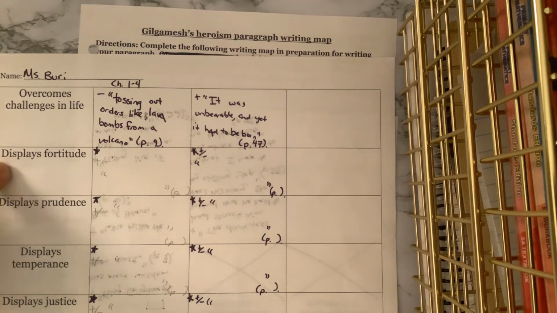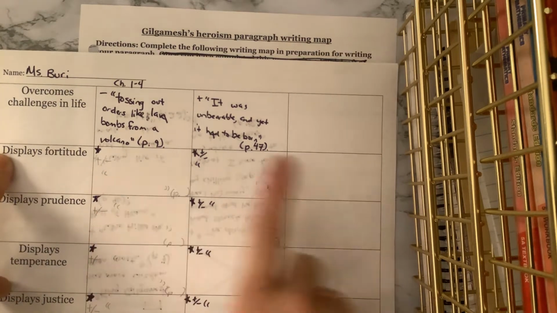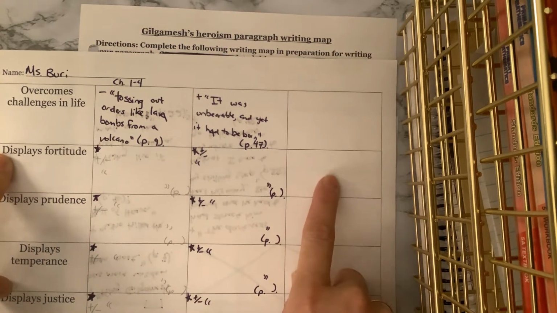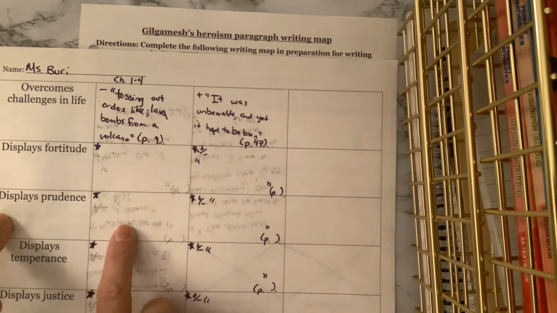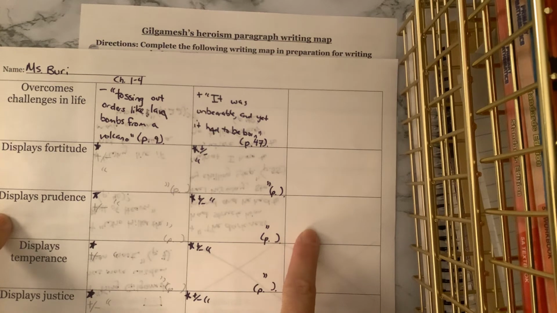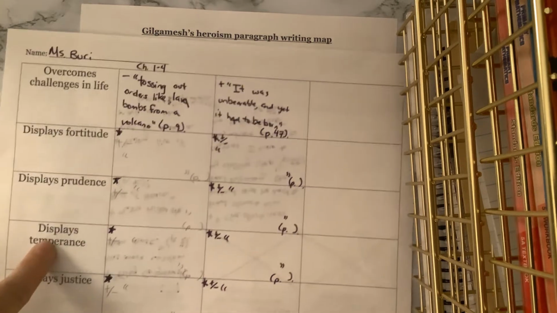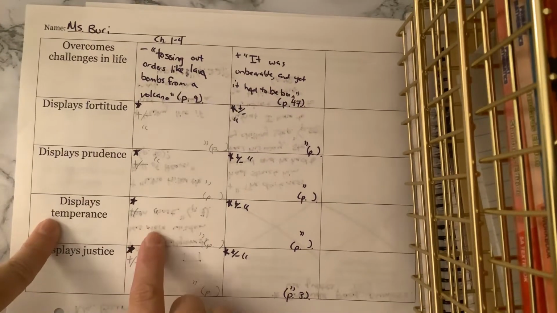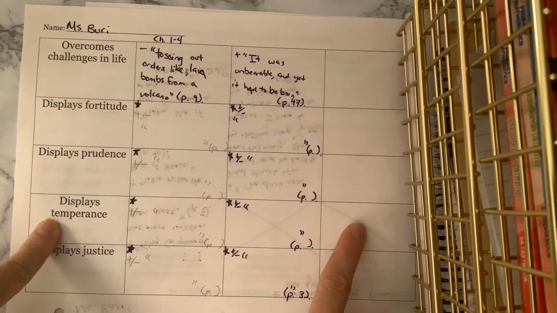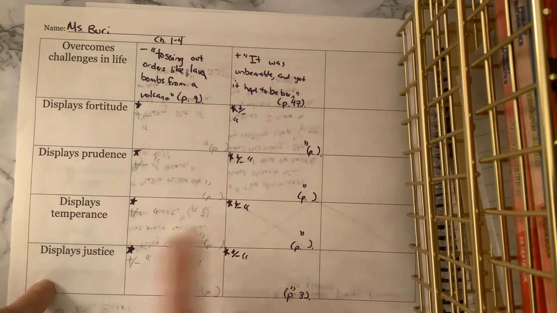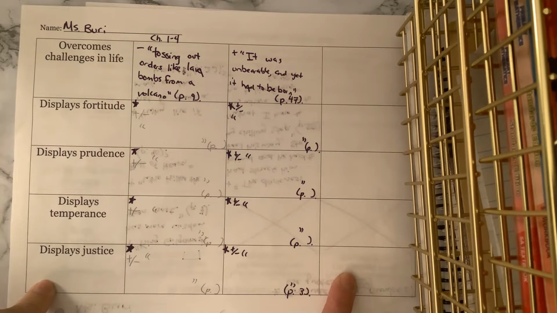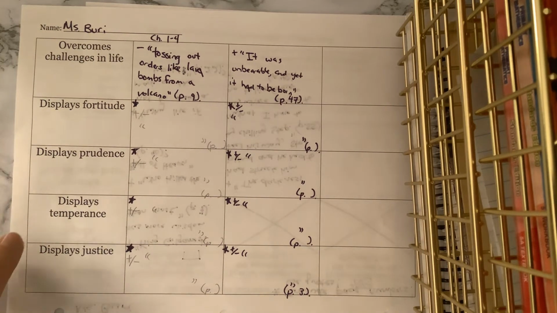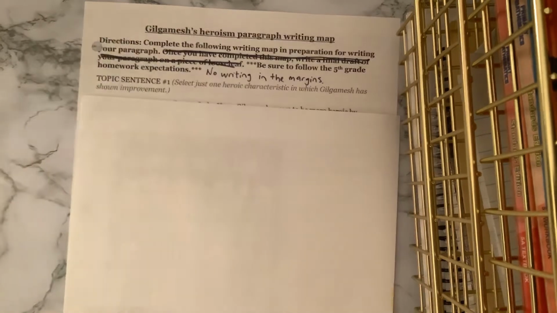So if you see that fortitude, he didn't show it at the beginning, but you do think he does at the end, you'd pick that. Or if you look at prudence and say he didn't show prudence at the beginning, but he did at the end, pick that. Or if you see temperance and think he didn't show temperance at the beginning, but he did at the end, pick that. Or maybe he didn't display justice at the beginning, but he did at the end. You're going to go ahead and pick that, okay?